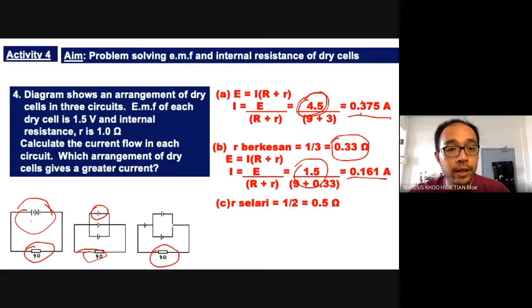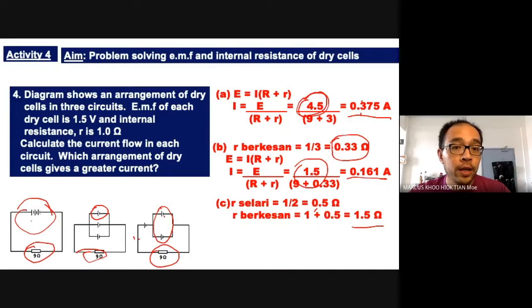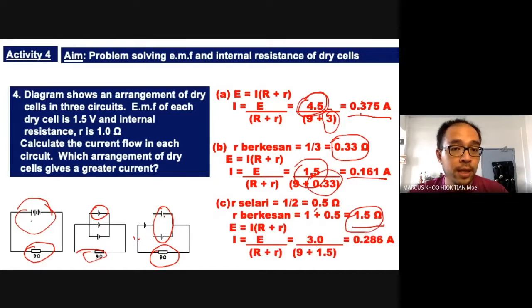So we find that in this one, the internal resistance is 0.5, but this plus this together, the internal resistance together is 1.5 ohms. So take a look at the internal resistance. The first situation is 3, the second situation is 0.33, the third situation is 1.5 ohms. And so we find that the current that is flowing will be less than the one in series, but it's definitely more than the one in parallel.